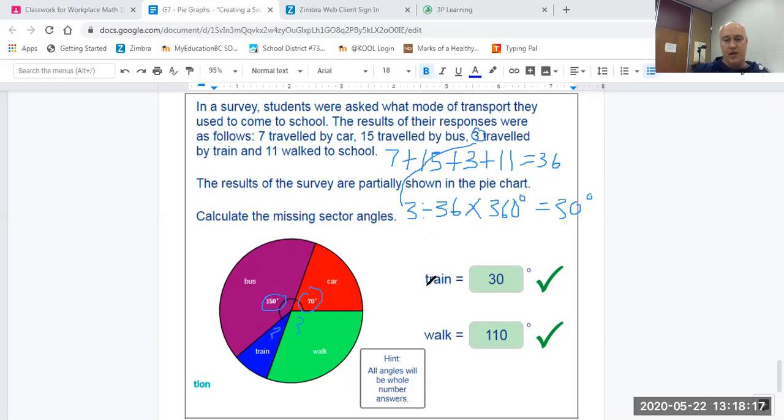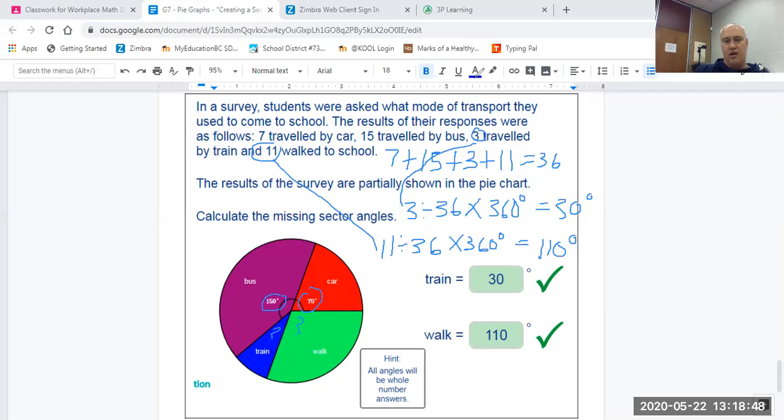And likewise, the walk, it said there were 11 that walked, so we're going to use that 11 number there, divide it by the total that we determined, which is 36, and then multiply that by 360 degrees, and that should come out at 110 degrees, which makes sense because it's less than half, quite a bit less than half. It's actually less than even a third of 36, so that's why it would be 110 degrees.